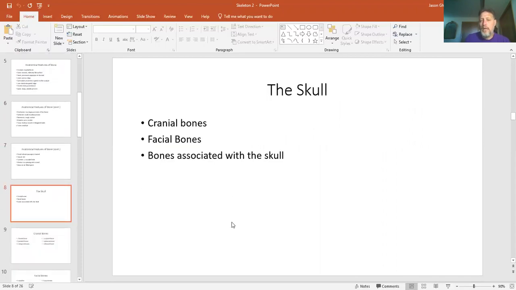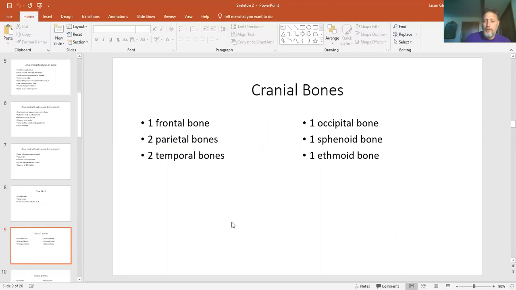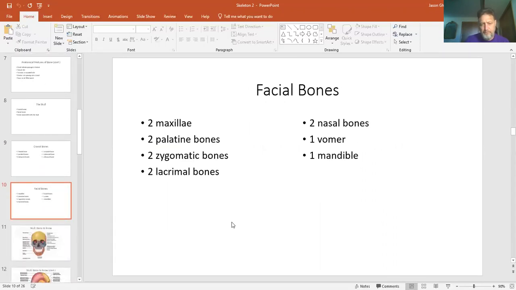Then of the skull, we have cranial bones, facial bones, and then other bones that are associated with the skull. So these are the cranial bones. Again, it makes a little bit more sense whenever you see the pictures, but we have the frontal, parietal, temporal, occipital, sphenoid, and ethmoid bones. And then for the facial bones, you have the maxilla, palatine, zygomatic, lacrimal, nasal, vomer, and mandible.